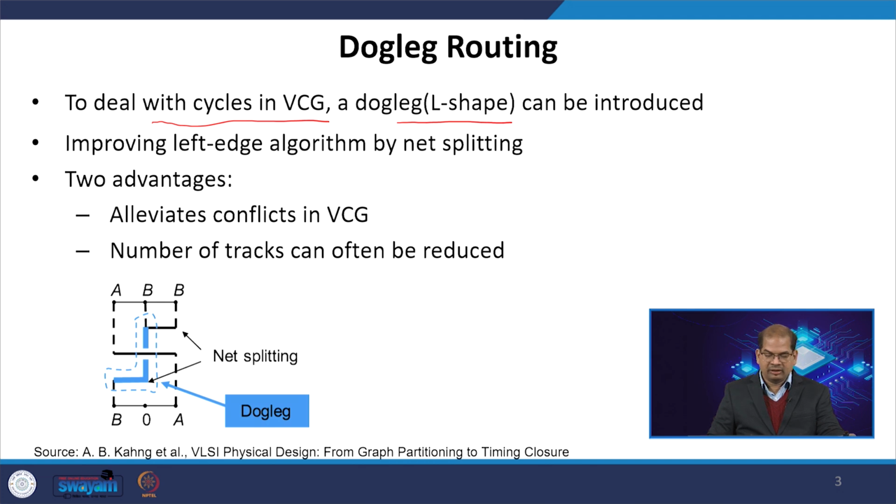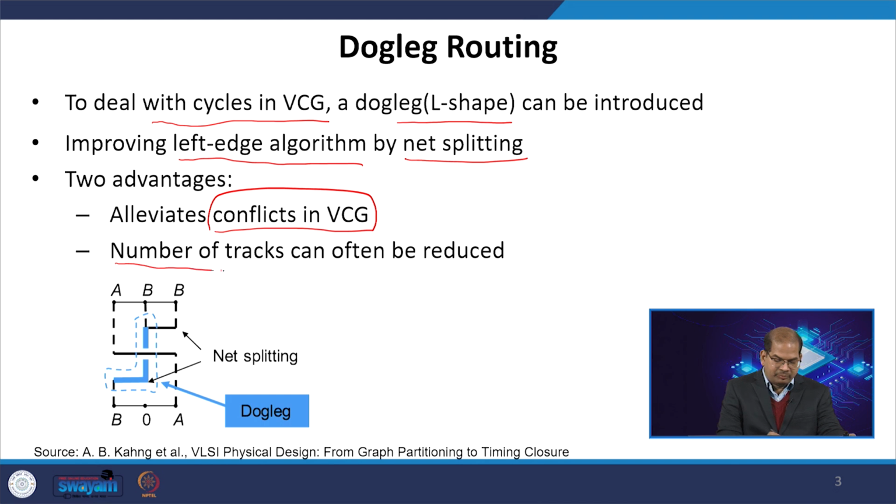This algorithm improves the left edge algorithm by introducing a concept called net splitting. We will discuss this net splitting in a minute in this lecture. The main advantage of this algorithm is that it eliminates the conflicts in the vertical constraint graph. Whenever you have cycles in the vertical constraint graph, that problem can be solved using this dogleg routing algorithm. The second advantage is that it can route the nets with fewer routing tracks.